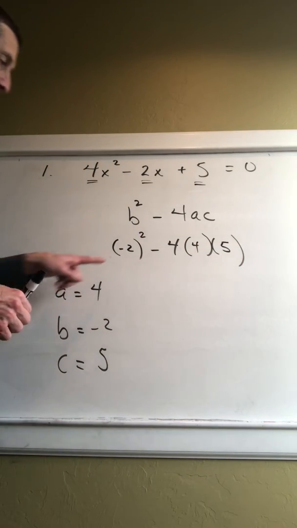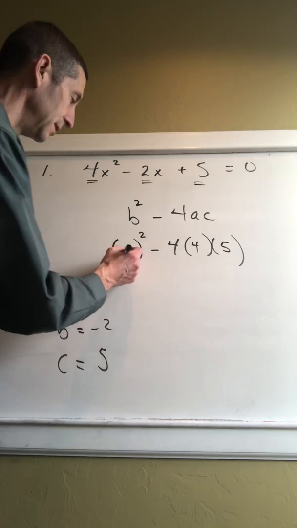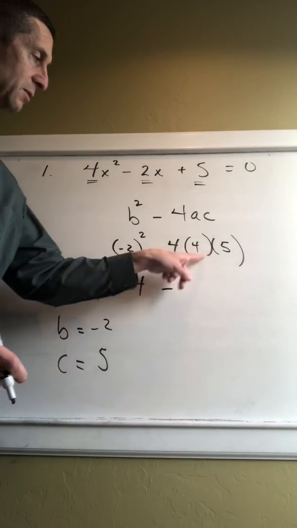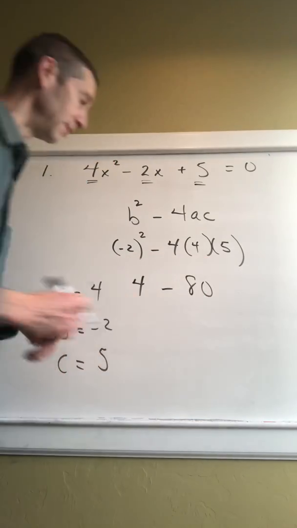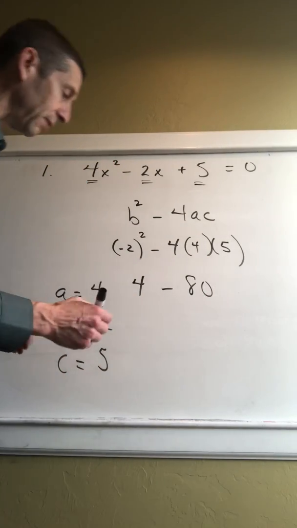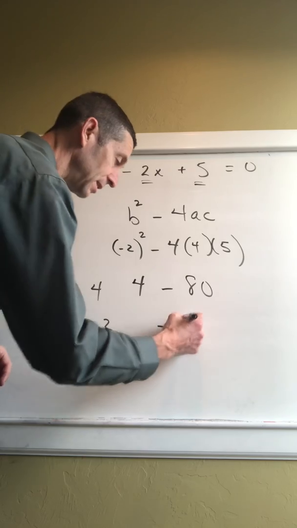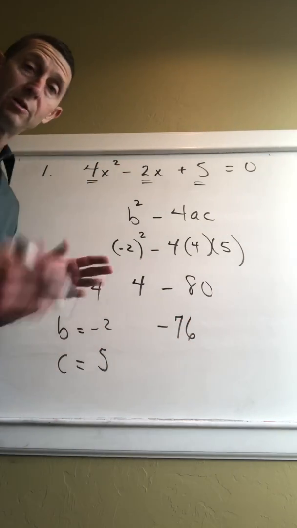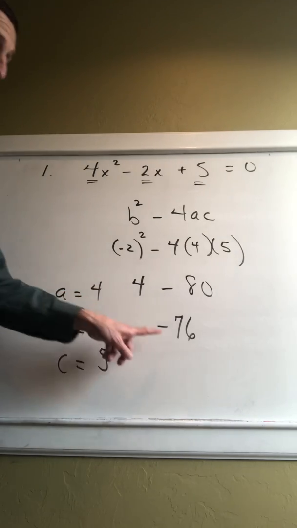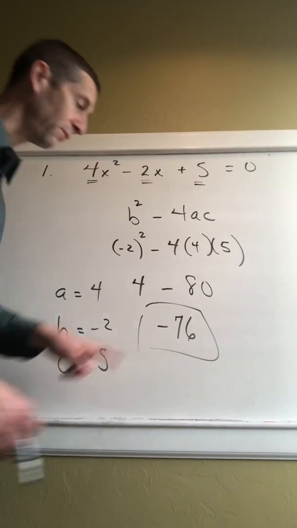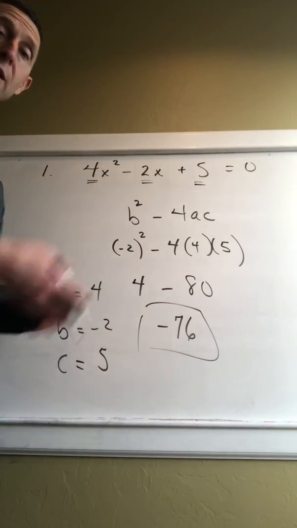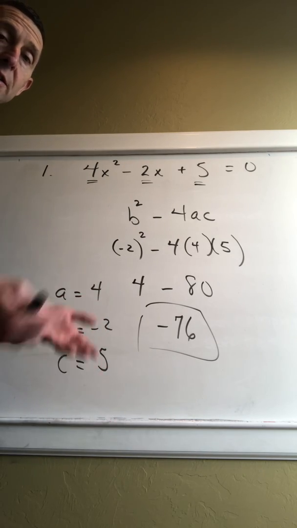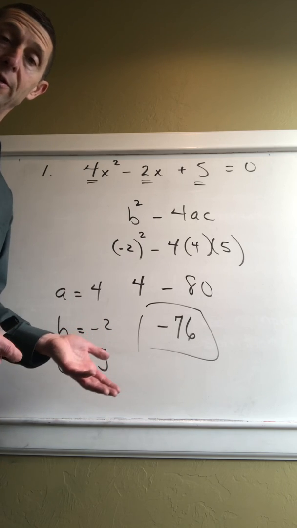So again, get to work. A negative number squared is positive, and then you have 4 times 4 times 5, which is 80. So your final answer for the discriminant turns out to be -76. So you got 2 answers, and you just found your first one. Your discriminant turns out to be -76. Now you have to look at your chart and see what that tells you about the answers you could get.